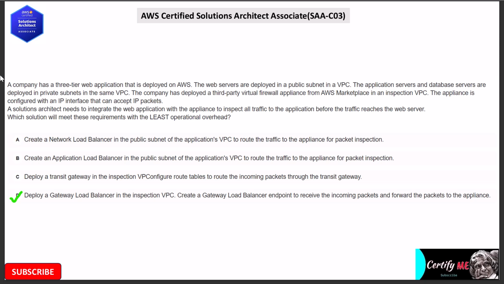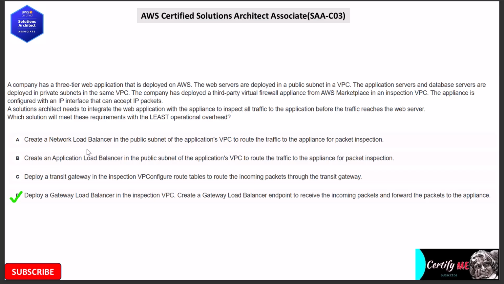Next question. A company has a 3-tier web application that is deployed on AWS. The web servers are deployed in a public subnet in a VPC. The application servers and database servers are deployed in private subnets in the same VPC. The company has deployed a third-party virtual firewall appliance from AWS Marketplace in an inspection VPC. The appliance is configured with an IP interface that can accept IP packets. A solutions architect needs to integrate the web application with the appliance to inspect all traffic to the application before the traffic reaches the web server. Which solution will meet these requirements with the least operational overhead?